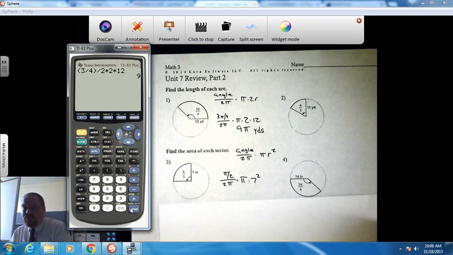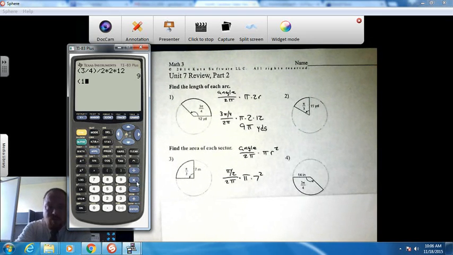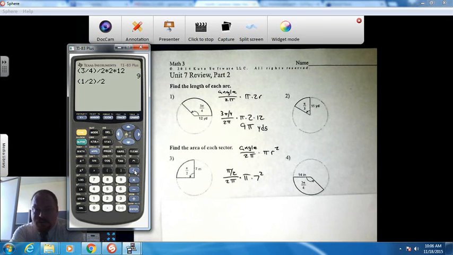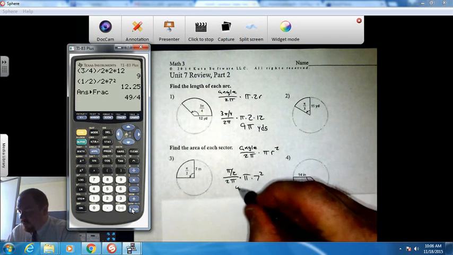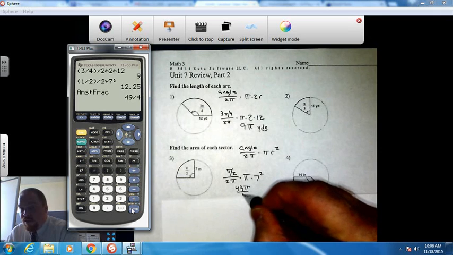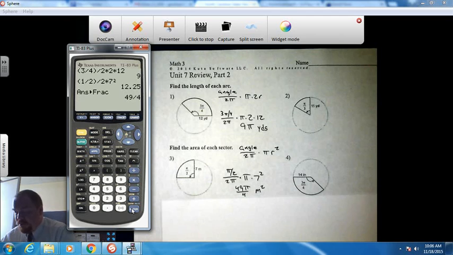Okay, so parentheses 1/2, then divided by 2 times 7 squared. Make that a fraction. So we get the area of the sector is 49 pi over 4, in this case, then square meters.